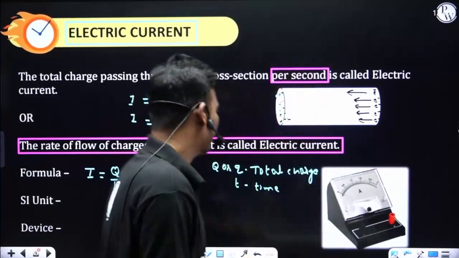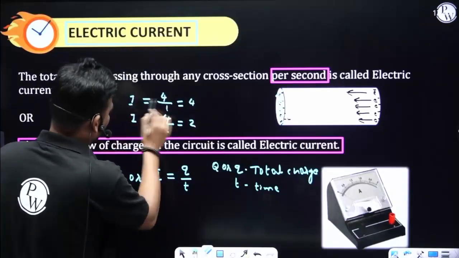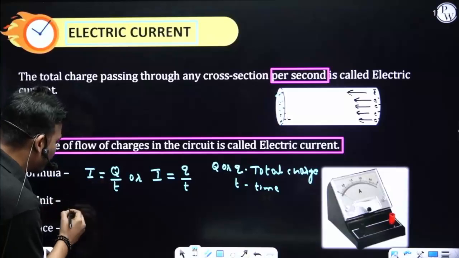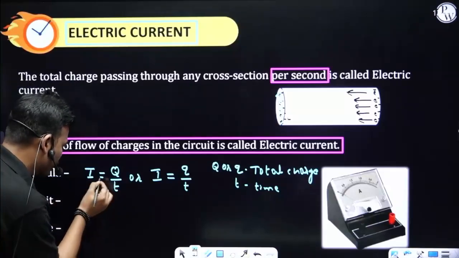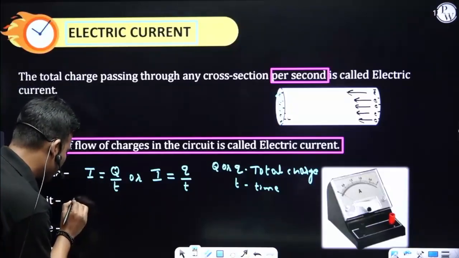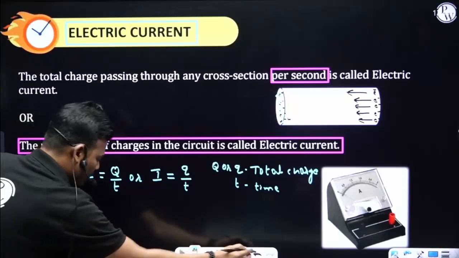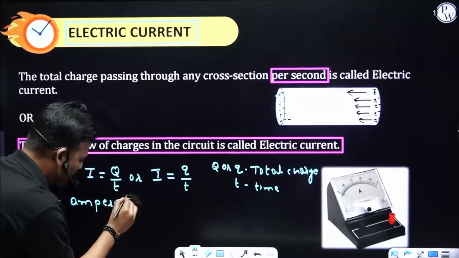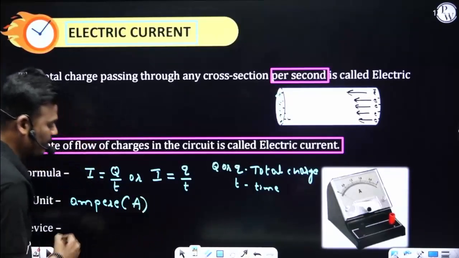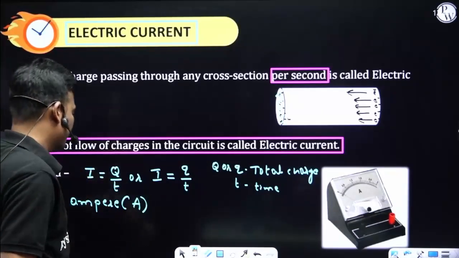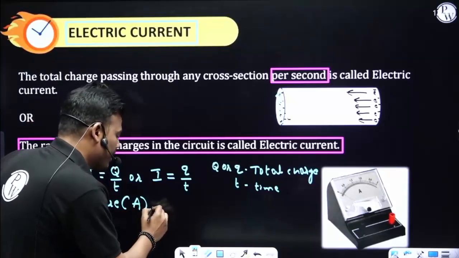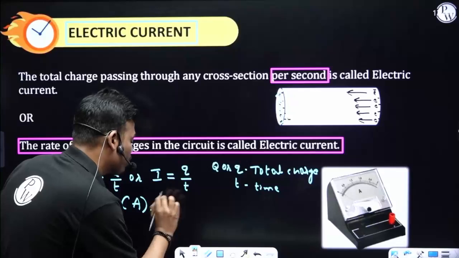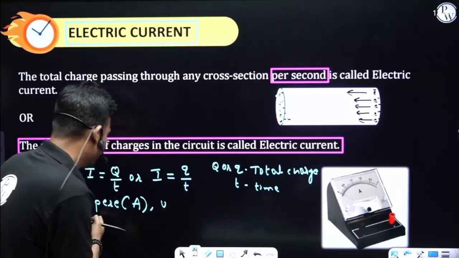Got it? Now, what is the SI unit? SI unit of a current. So here you can write, that is ampere. Ampere, symbolically, is the capital letter A. And this A indicates ampere, right? A means ampere. So how to define this ampere, sir?